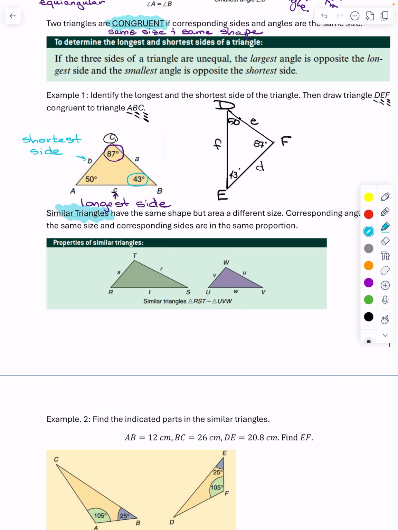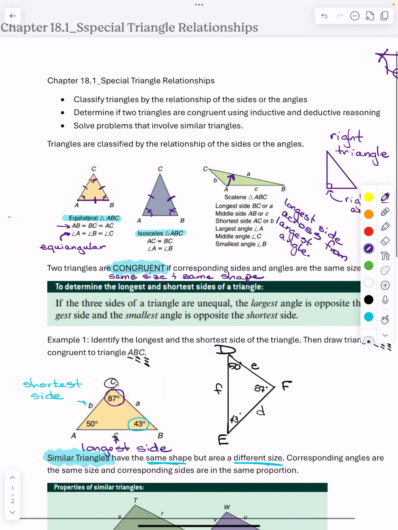Moving on to what we're going to use when we look at these in application problems, similar triangles have the same shape but are a different size. So think about what happens when we take a picture. We want everything in the picture to look like it does in the real world. We want it to have the same shape. It definitely has got to be a different size if it is going to fit into my 3x5 or my 4x6 photo.